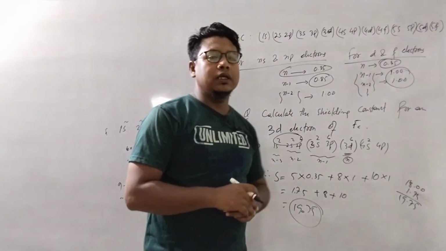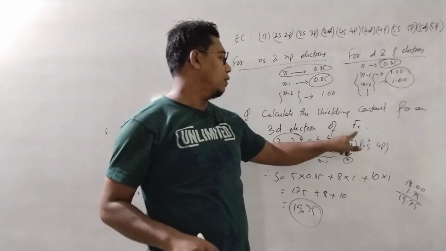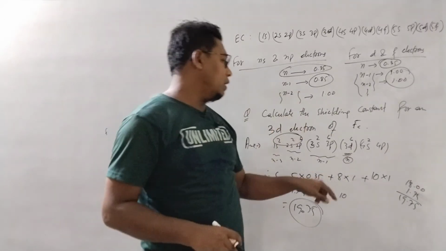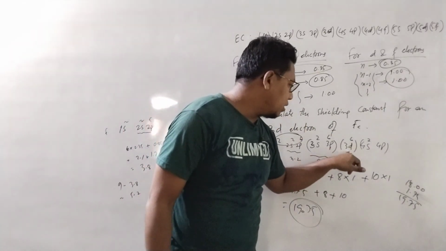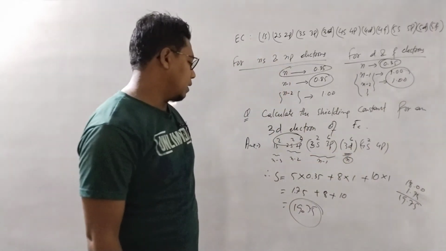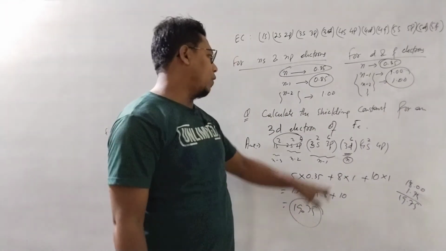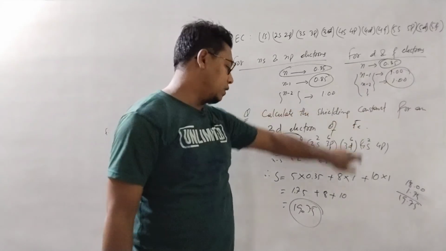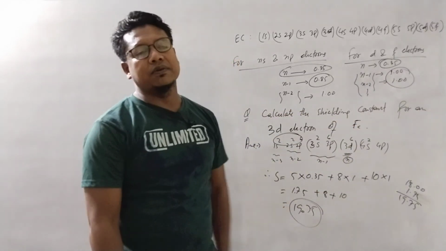an electron in 3d subshell in iron. So if we need to calculate effective nuclear charge on an electron in 3d, then we need to subtract 19.75 from the atomic number of iron, that is 26 minus 19.75.